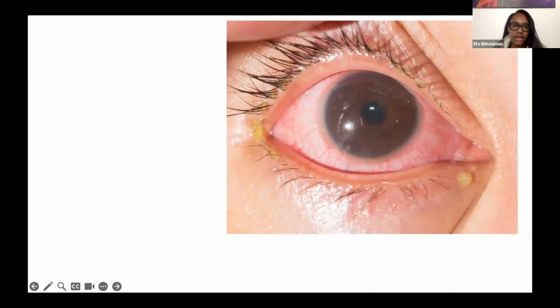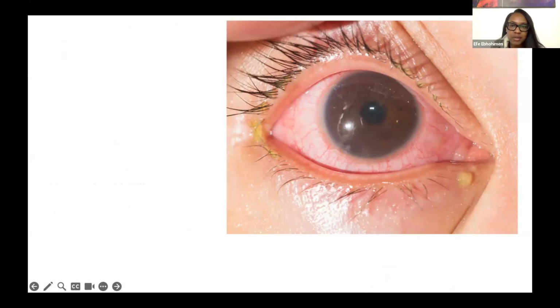This is another presentation of a person who's coming in with red eye. Any ideas what this could be? This one is a little bit more difficult.